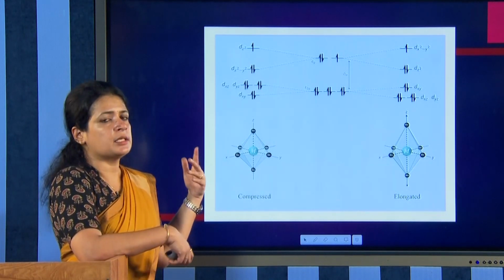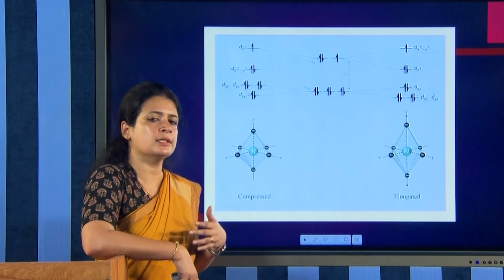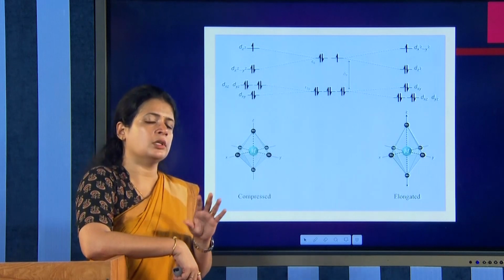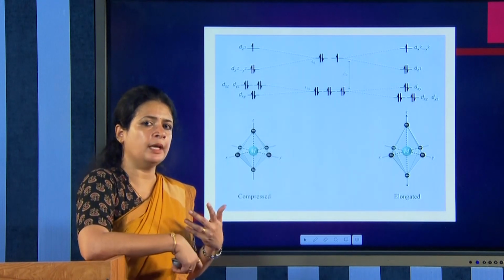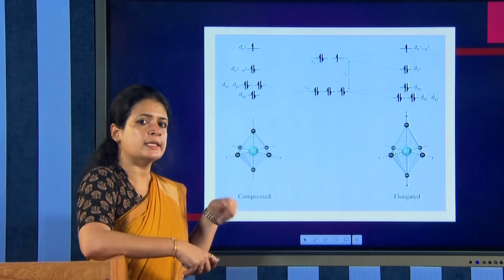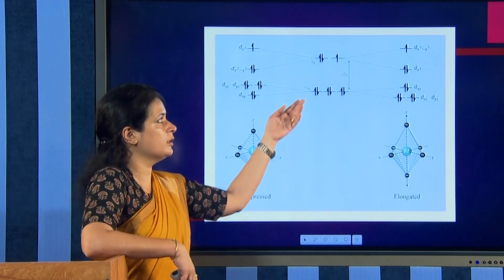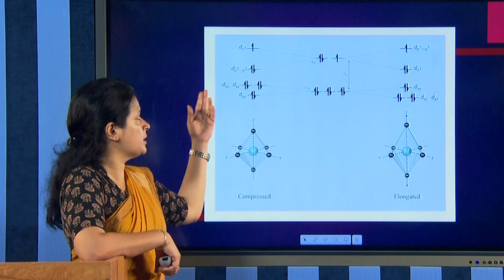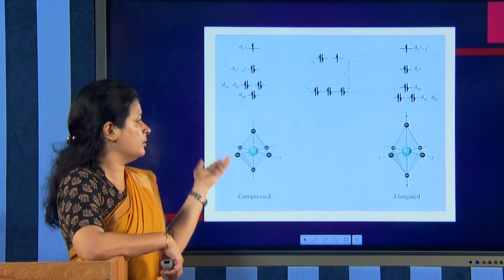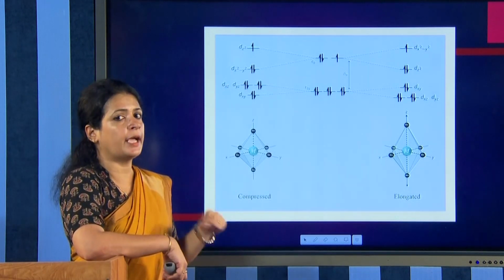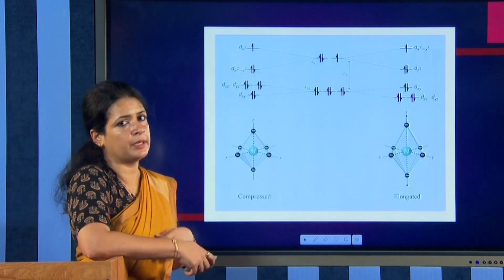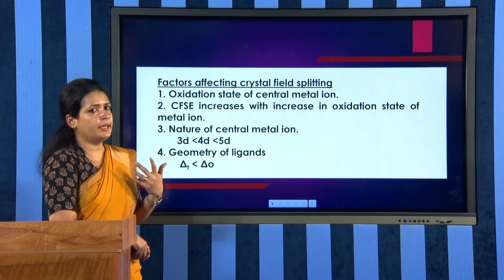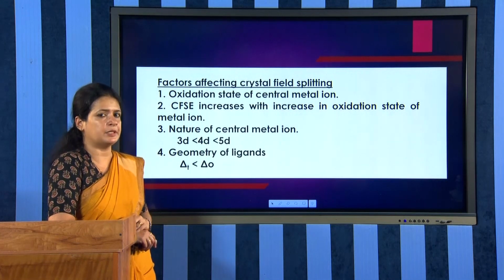So, in this case, for the copper Cu2 plus complex, since we have already seen that a D9 system has a strong Jahn-Teller distortion, it may be either Z out or Z in distortion. If it is Z out, the last electron will occupy the dz square orbital, or if it is Z in distortion, the 9th electron will occupy the dx square minus y square orbital.